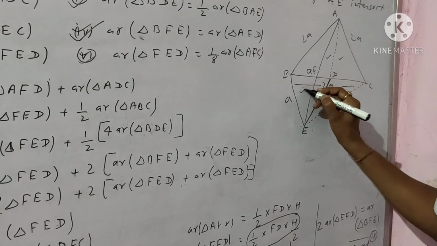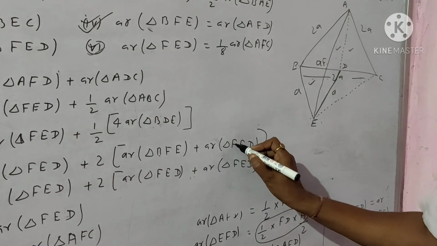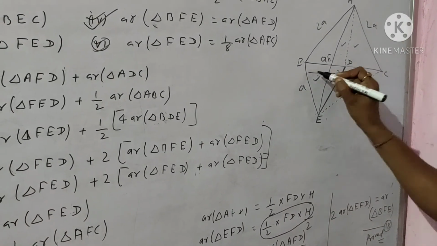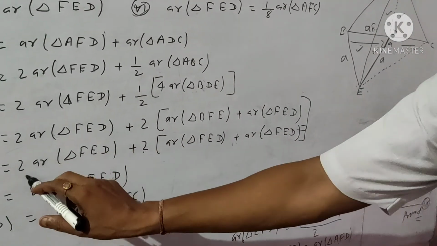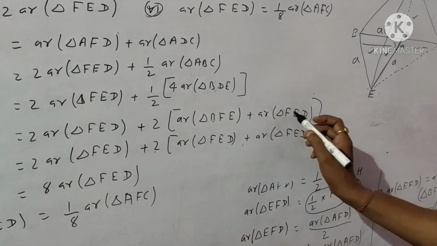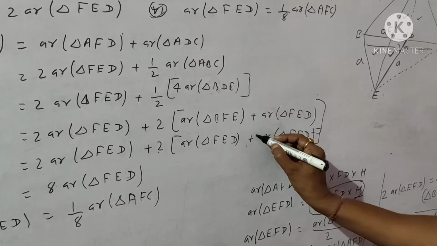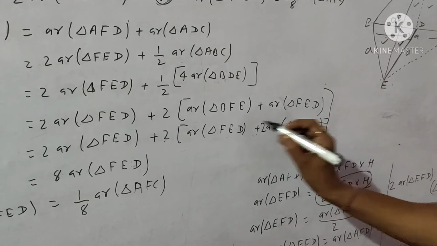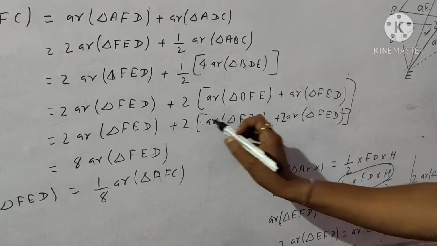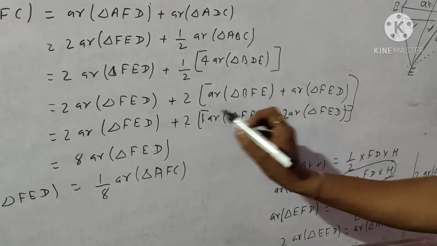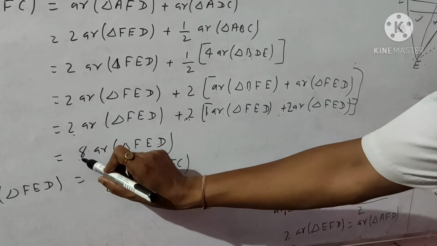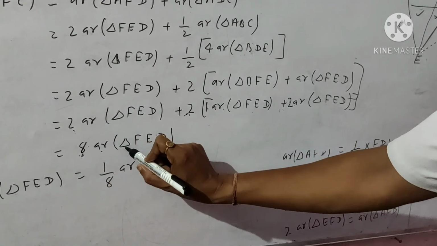This triangle BFE plus area of triangle FED. So 2 times area of triangle FED plus 2 times area of this triangle, and this value is equal to 2. So 2 plus 1 is equal to 3, and 3 into 2 is equal to 6. 6 plus 2 is equal to 8. So we can write here 8 times area of triangle FED.